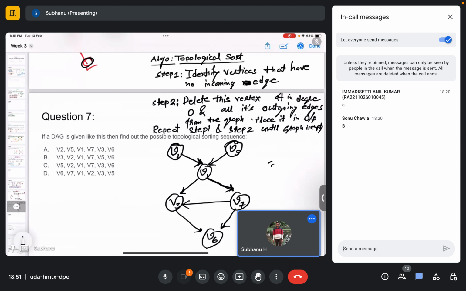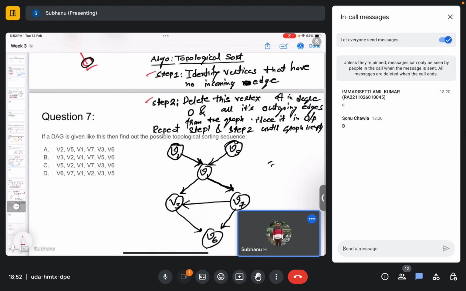So is there anyone who found the answer? You can write in the chat box. So basically, this is your given DAG. Now you have to find the topological ordering, and you have to follow step 1 and step 2.